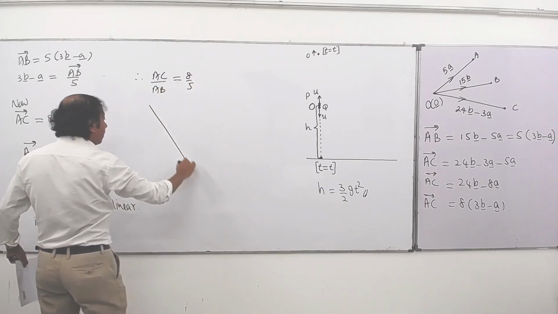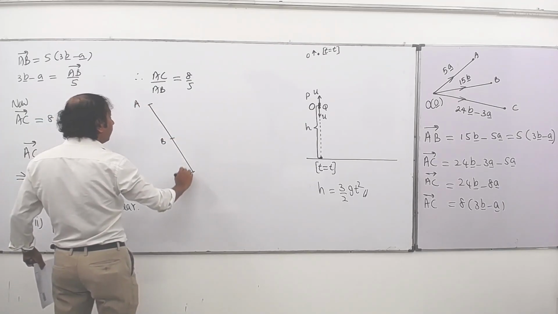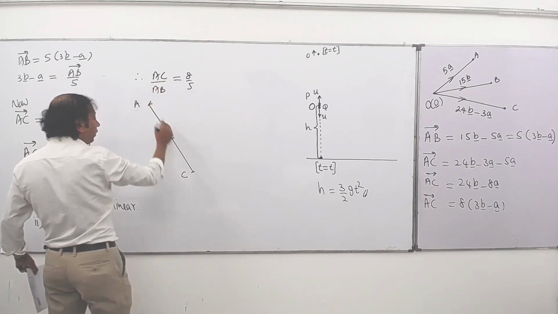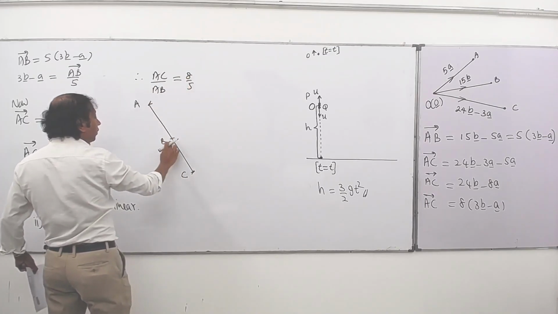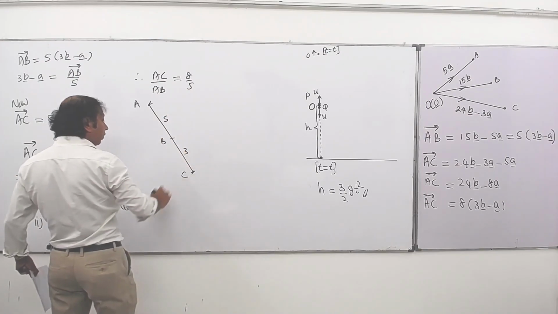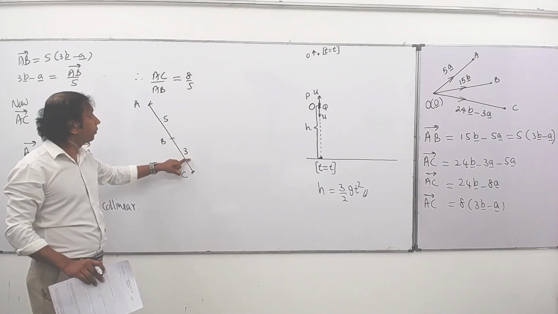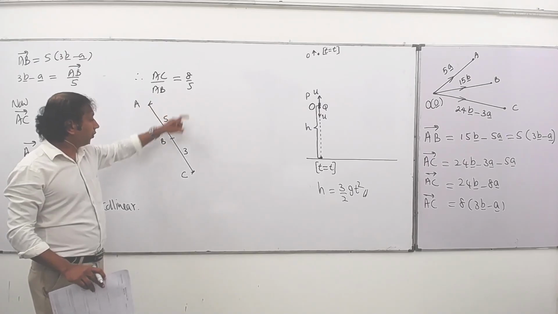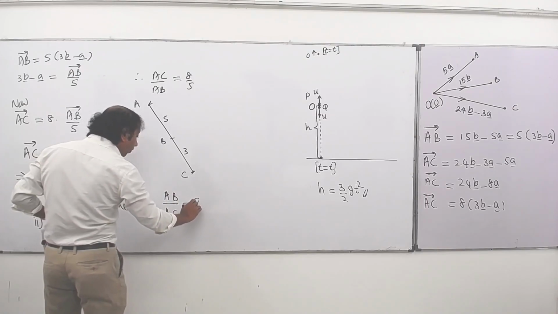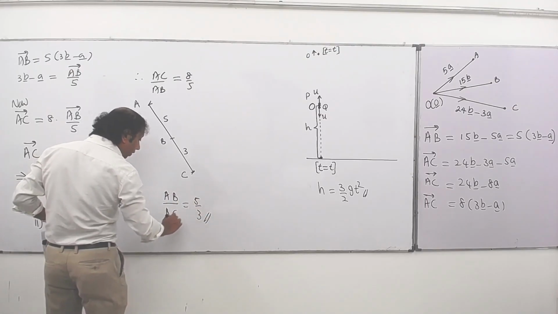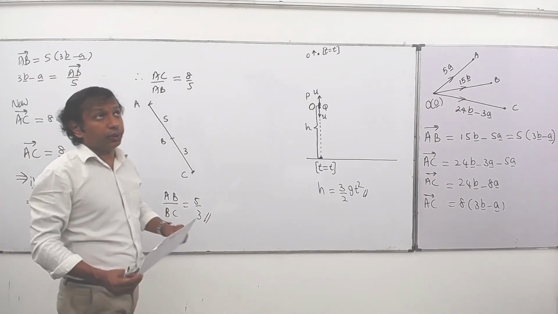Alright, now you can mark here A, here B, here C. When A to C, from here to here, 8 units, right? AB from here to here, 5 units. This is 5, this is 3. Correct, no? A to C, 8 units. 5 plus 3, 8 units. A to B should be 5. Then we get AB, BC ratio, people, 5 by 3. This is what the second answer is asking. 5 by 3. Correct, no?